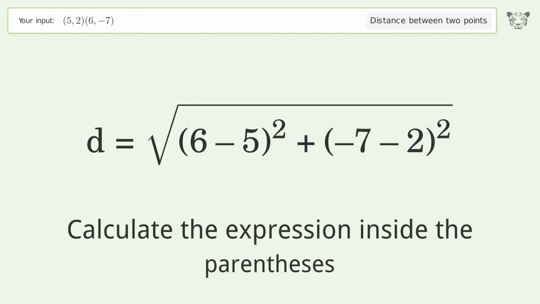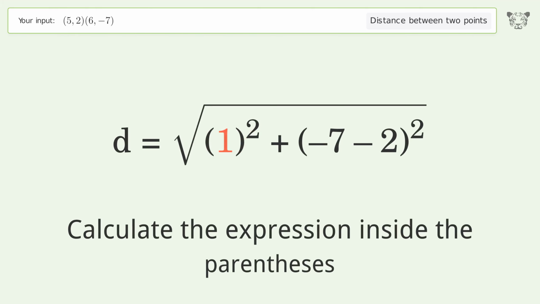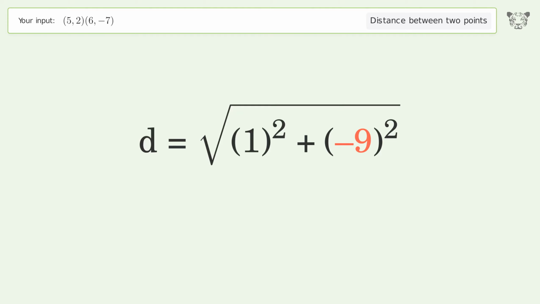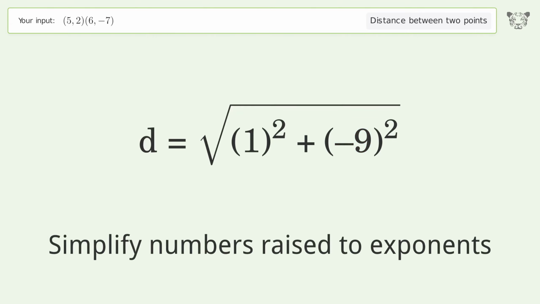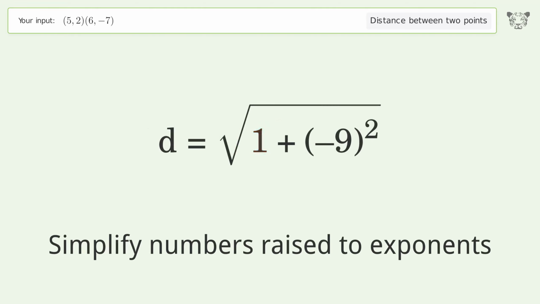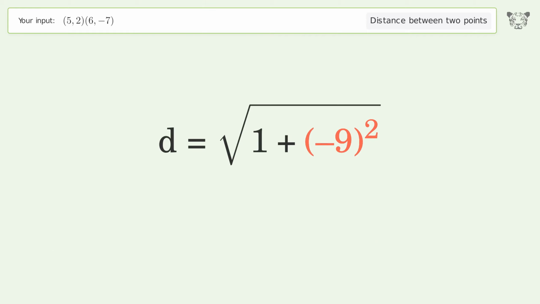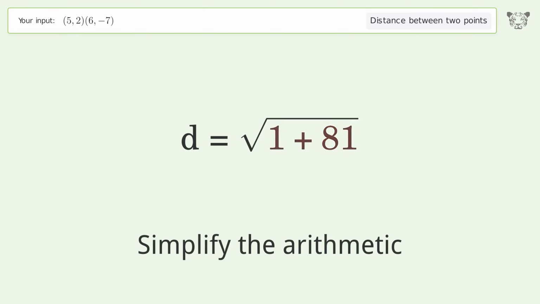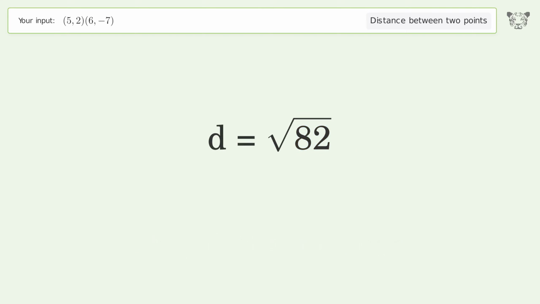Calculate the expression inside the parentheses. Simplify numbers raised to exponents. Simplify the arithmetic. And so the distance between the 2 points is the square root of 82, or 9.055.